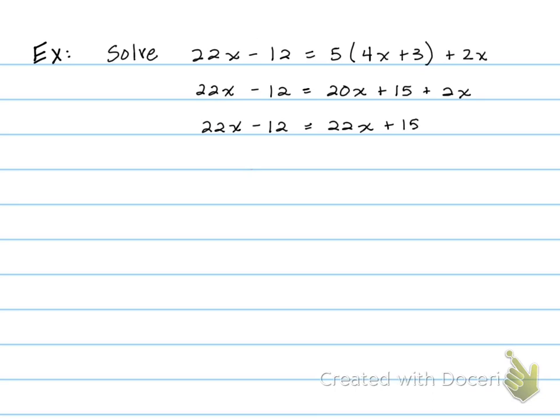And at this point, when you see that you have the same coefficient on your variable on both sides, that's when you know something funky is about to happen. Be careful though, because it's not always that there's no solution. There's this third possibility, which we'll talk about in a second. In this case, when I subtract 22x from both sides, I just end up with negative 12 equals 15, which is just not a true statement. If that is never true, then the original equation is never true, and so we say there's no solution.